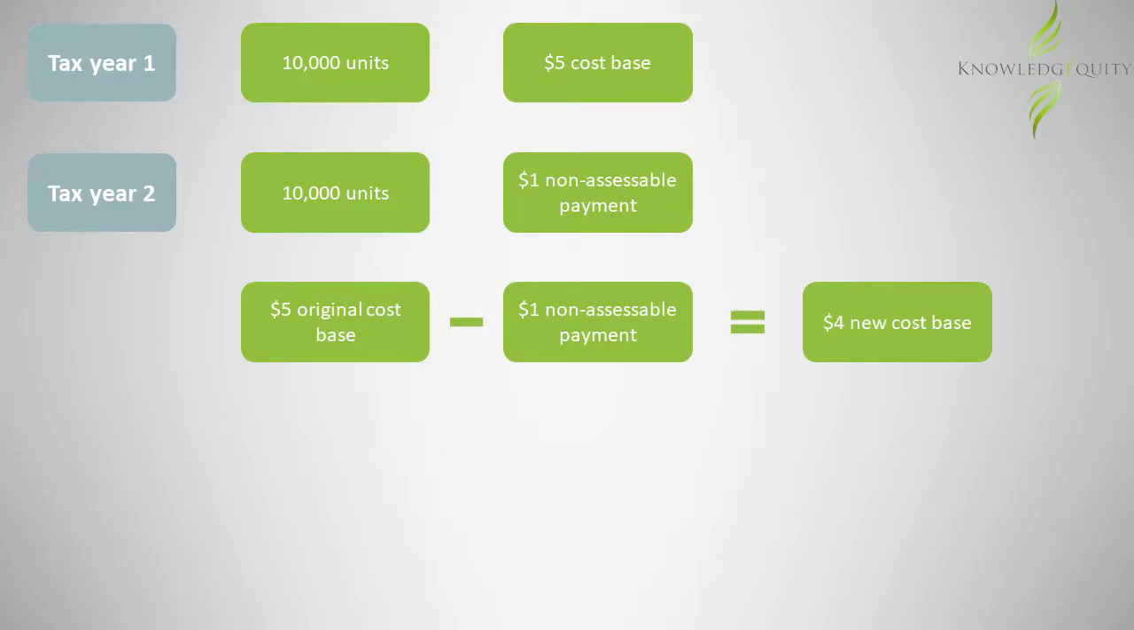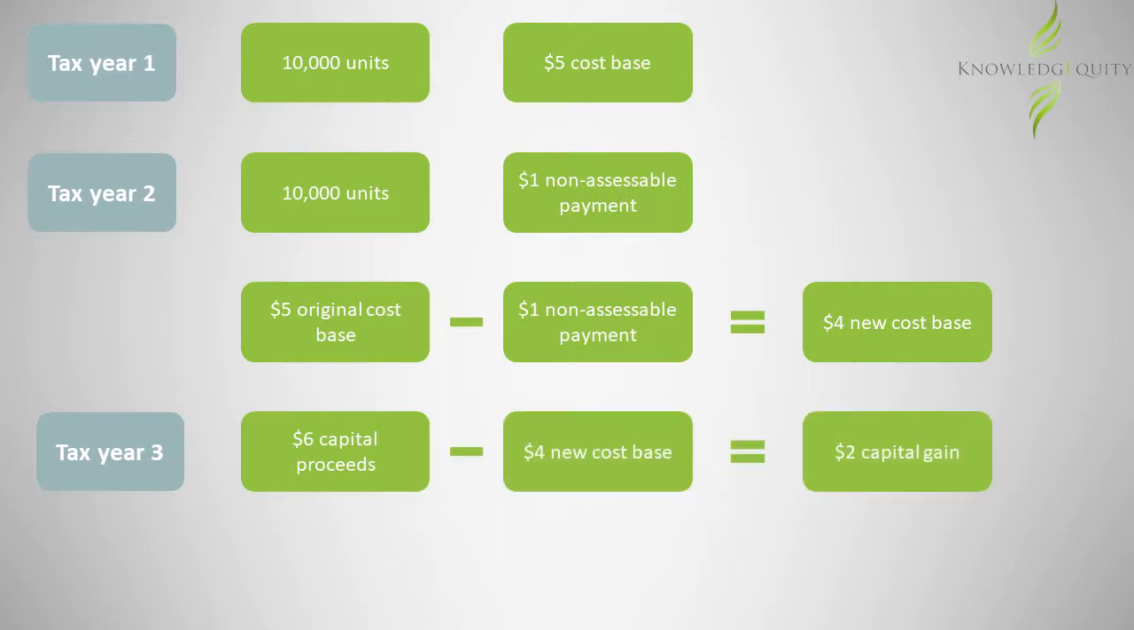Jane subsequently sold the units in tax year 3 for $6 each, which triggers CGT Event E4. As the capital proceeds are more than the cost base of $4 per unit, Jane makes a capital gain equal to the difference, being $2 per unit.